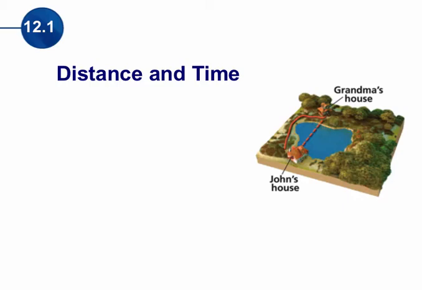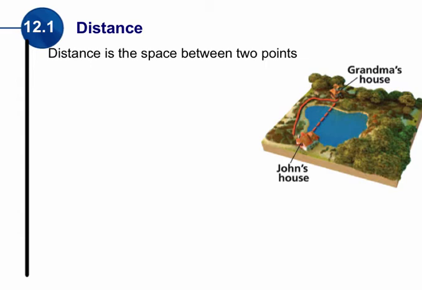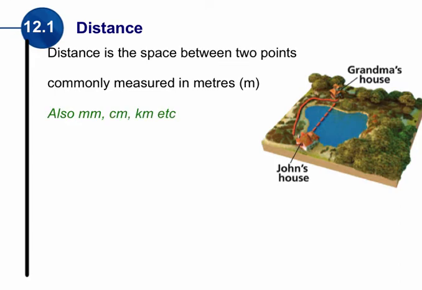So let's look now at distance and time, quantities you're probably already familiar with. Well, when we're talking about distance, distance is really just the space in between 2 points. How far it is between 2 points, wherever those points are. The thing about distance is it's commonly measured in meters, and when we study physics we're going to measure distance in meters. There's also units like millimeters, centimeters, kilometers, etc. Doesn't really matter, it's all going to be some version of meters.